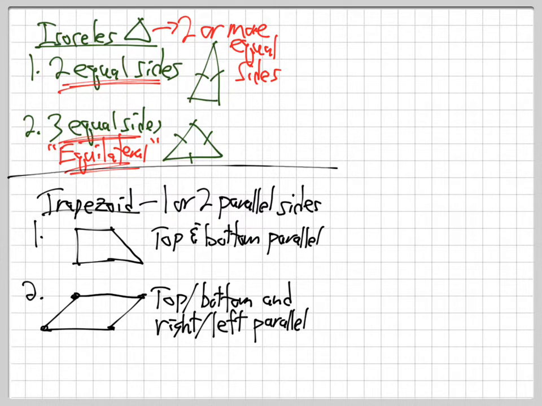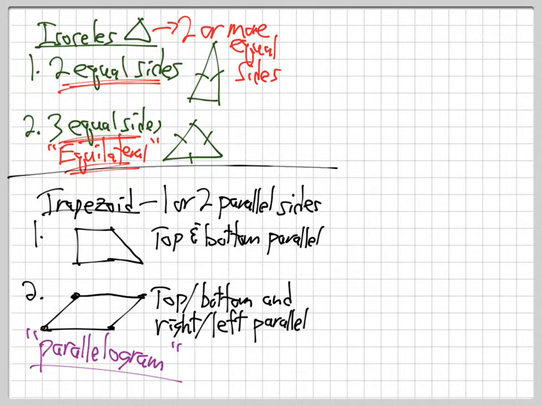And what's that more commonly called where both pairs of opposite sides are parallel? Parallelogram. Yeah, parallelogram. Because everything's parallel. So in other words, a parallelogram is a perfect case of a trapezoid, just like an equilateral triangle is a perfect case of isosceles. Are you tracking with me on that?